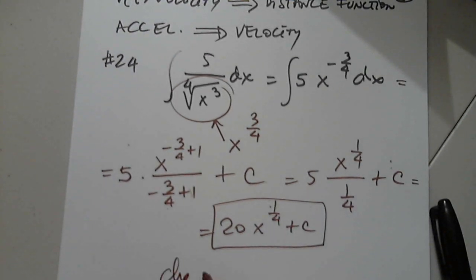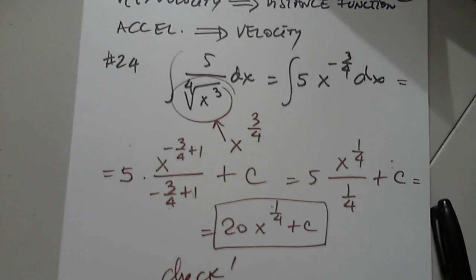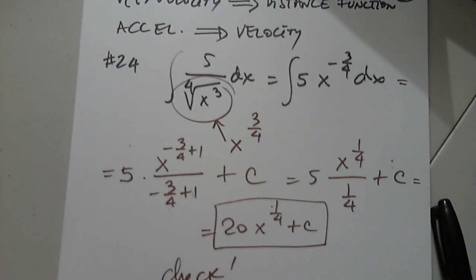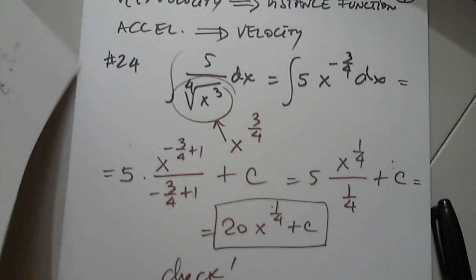Can I check? I can always check. By differentiating this, I should get 5 over the fourth root of x to the third. I can always check the indefinite integral, always.